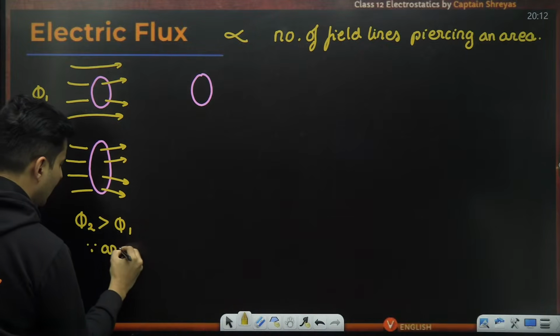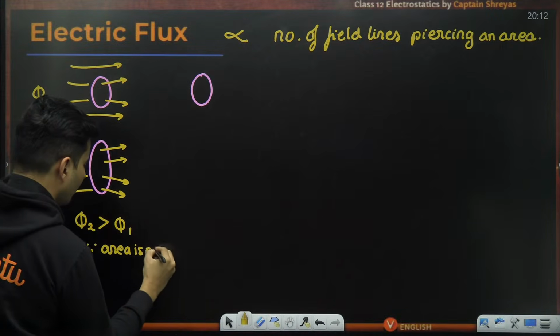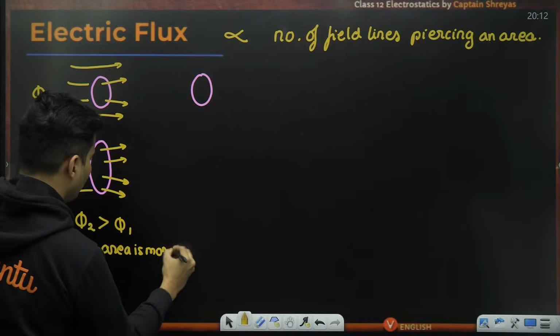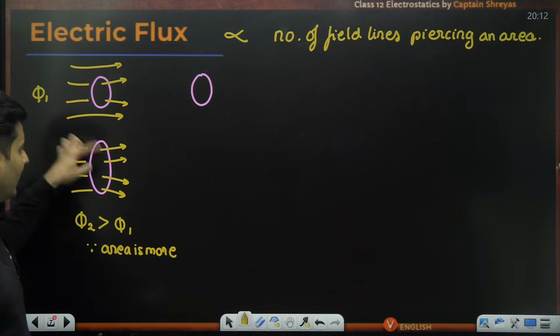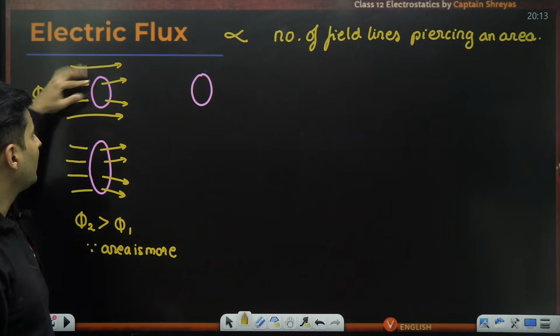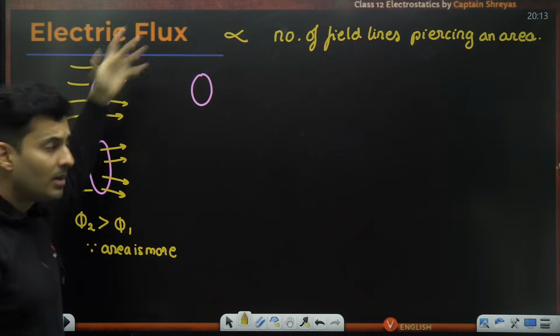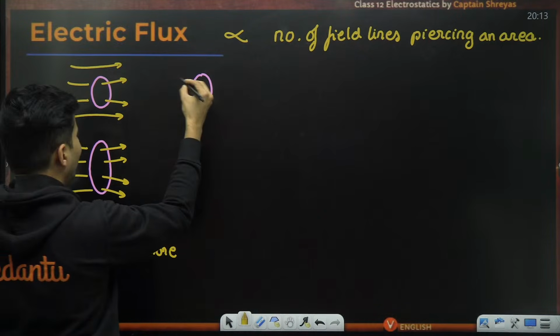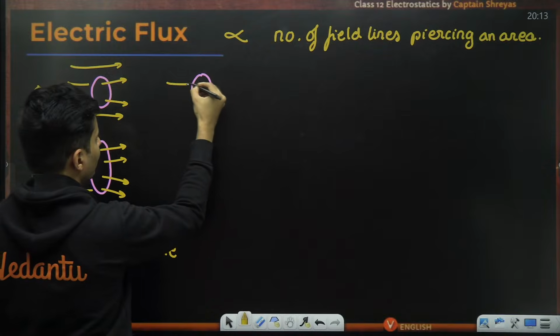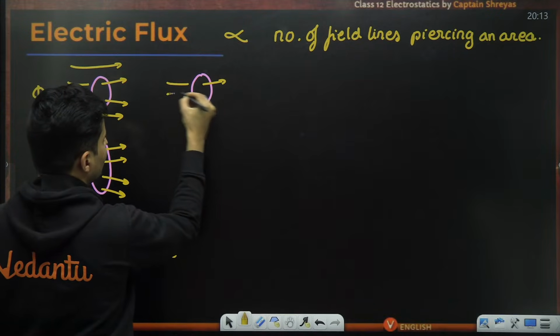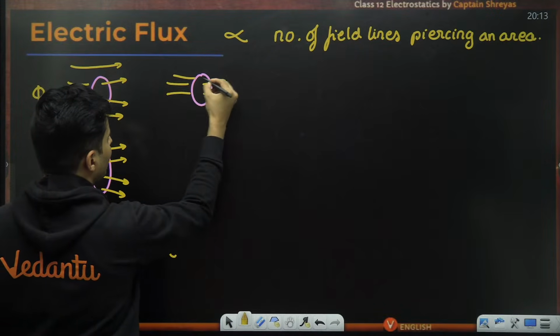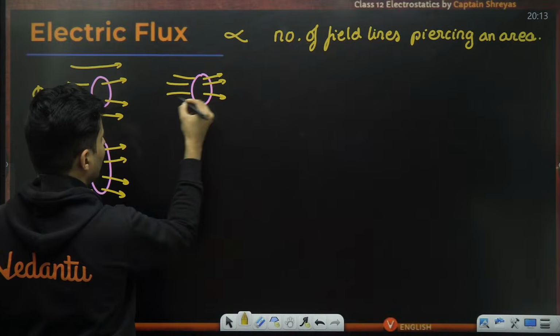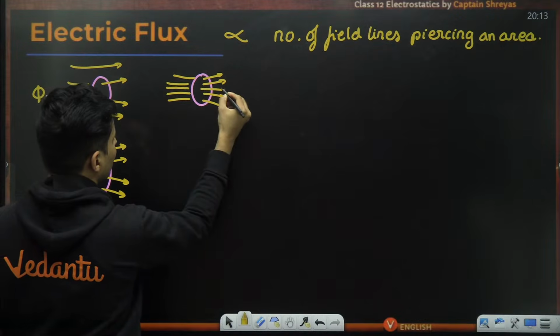since area is more. Can you see that? More number of field lines are piercing through that area. Here, those field lines missed piercing through that area. Let's say somebody in that same area increases the strength of the field. So instead of 2 lines passing through that area, we have even more lines passing through it.